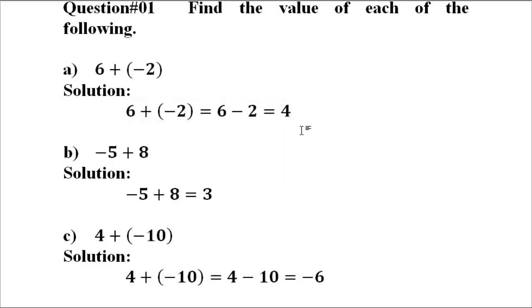Here, positive 6 is the larger absolute value and negative 2 is the smaller absolute value. Subtracting 2 from positive 6 results in positive 4. As positive 6 is larger than negative 2, the result, positive 4, gets the sign of integer positive 6.